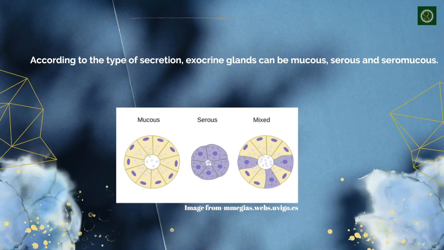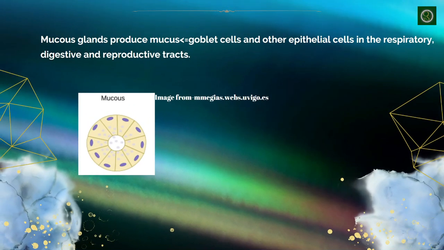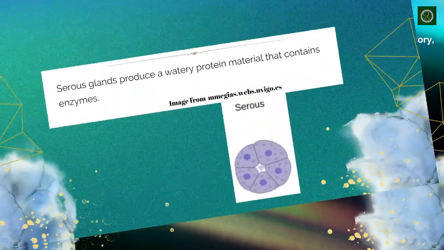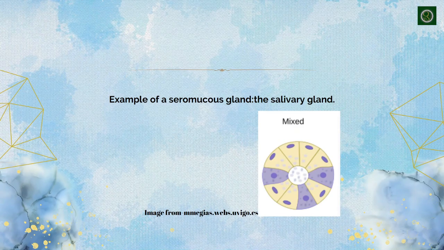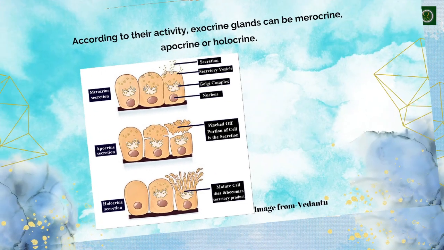According to the type of secretion, exocrine glands can be mucus, serous, or seromucus. Mucus glands produce mucus resulting from goblet cells and other epithelial cells in the respiratory, digestive, and reproductive tracts. Serous glands produce a watery protein material that contains enzymes. An example of a seromucus gland is the salivary gland.